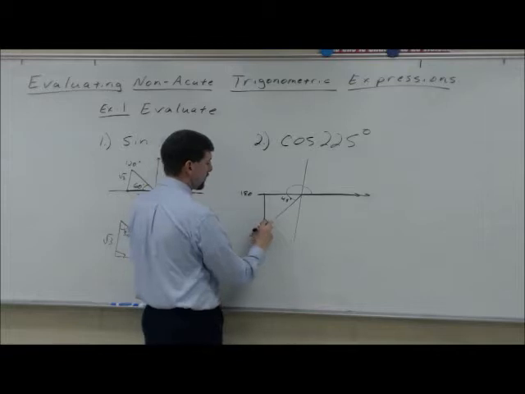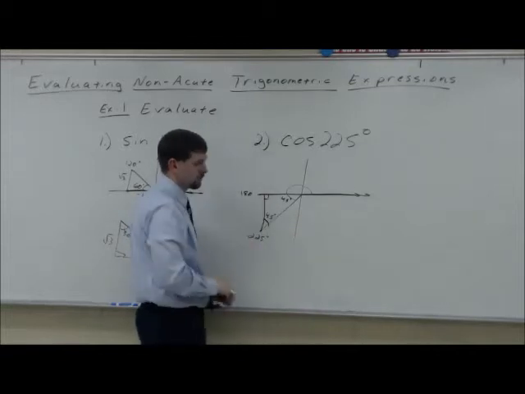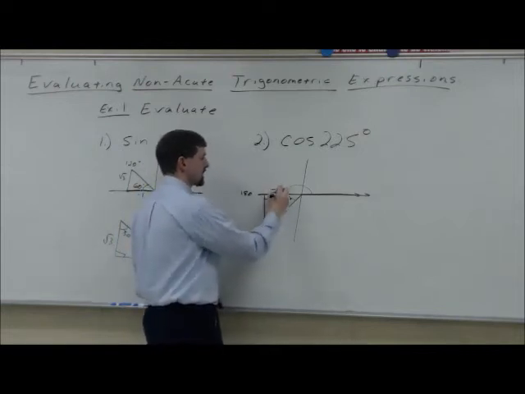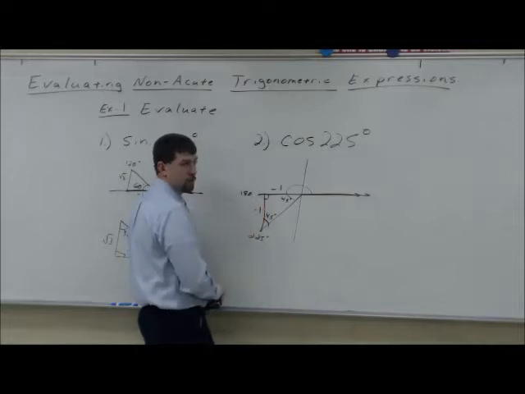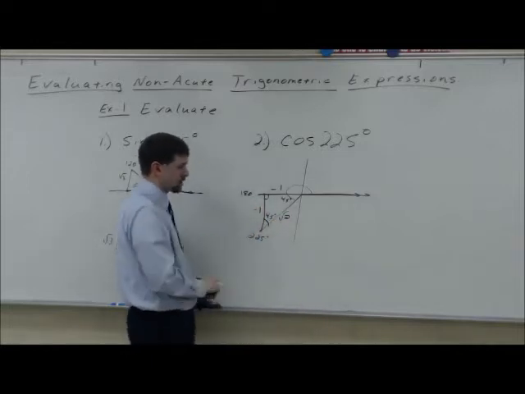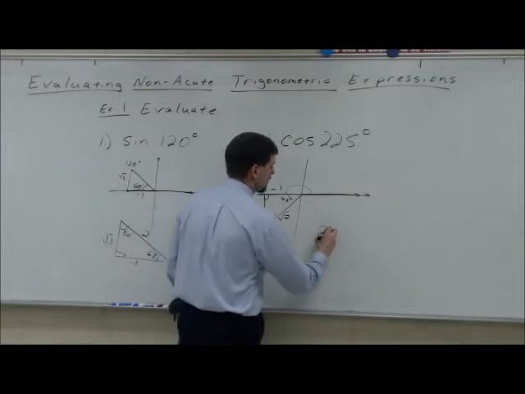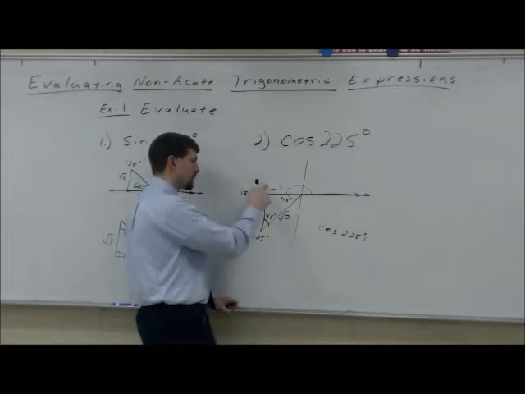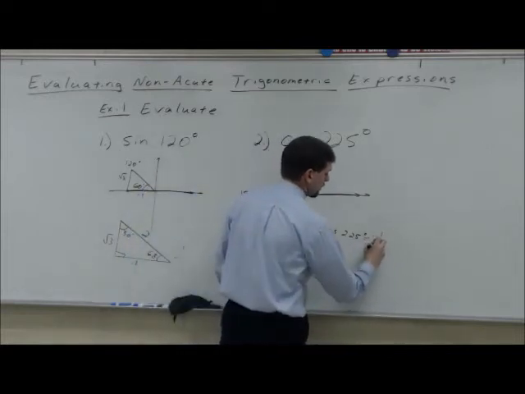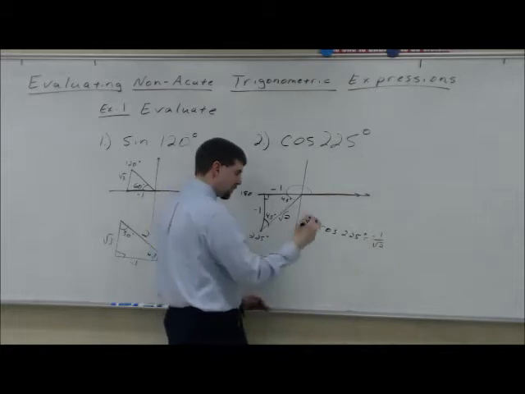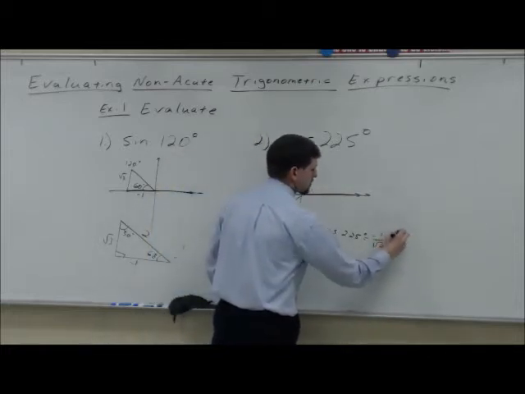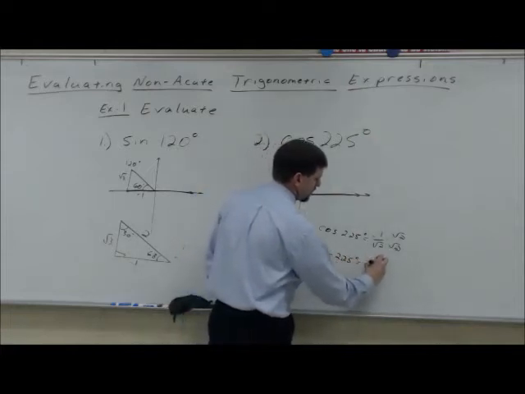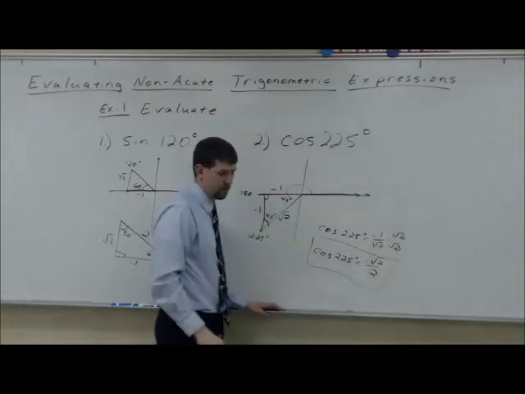So I've got this 45, 45, 90 triangle, and we just established the ratio of the sides: 1, 1, square root of 2. Except it's left 1, it's down 1, and the hypotenuse is square root of 2. Now we know cosine of an angle is going to be adjacent over hypotenuse. So negative 1 over square root of 2. Go through, rationalize, times square root of 2, numerator and denominator. So cosine of 225 degrees equals negative square root of 2 over 2.